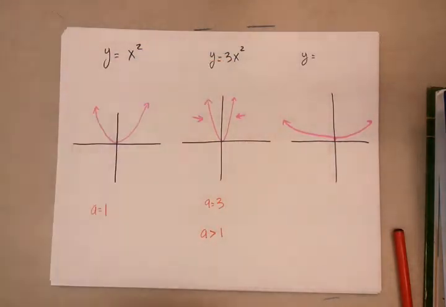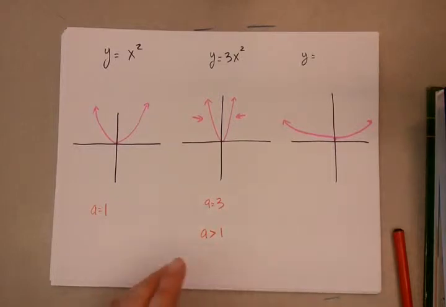So if this was a 5, the parabola would be even narrower. If that was a 2, the parabola would be slightly wider. And 1 being kind of the baseline.